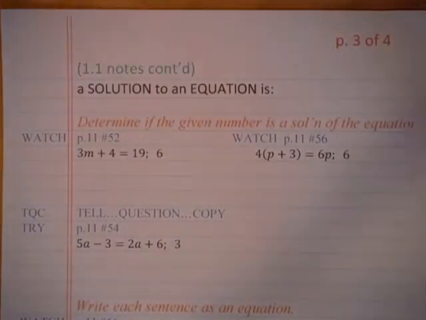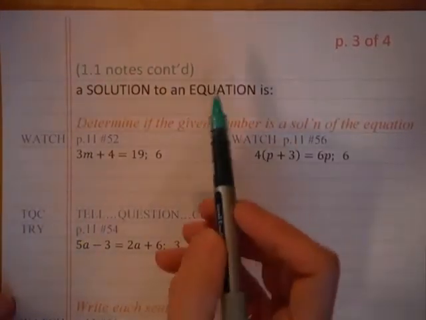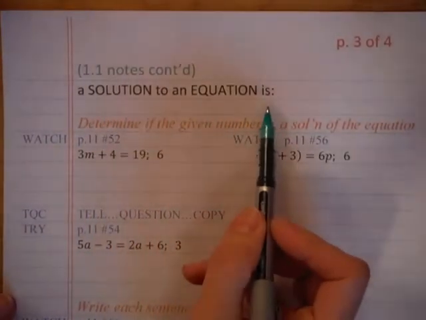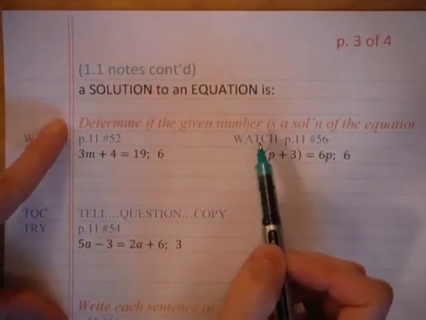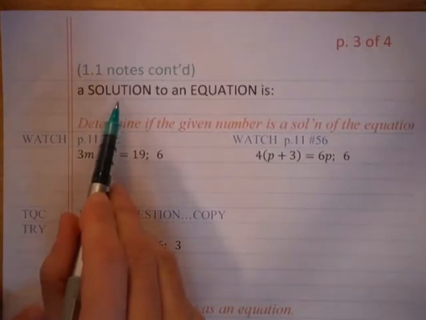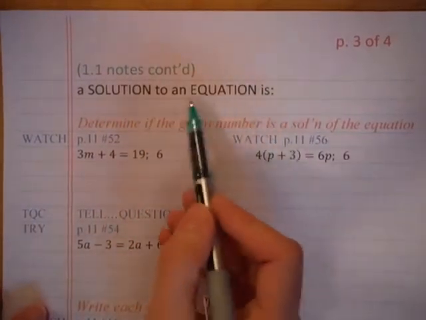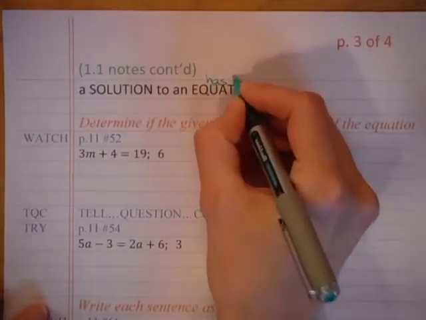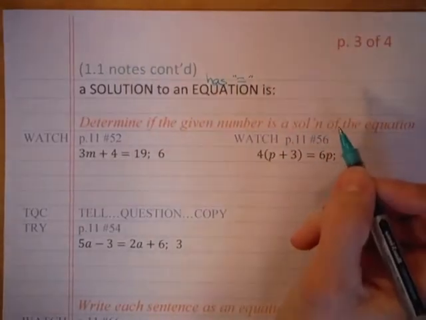And we are here on page 3, the top part of page 3 in section 1.1. And just a little recap, we did this at the beginning of 1.1, but for those of you who are maybe jumping in part way, or just as a review, let's talk about what a solution to an equation is. Remember that an equation has an equal sign, as opposed to an expression which does not.